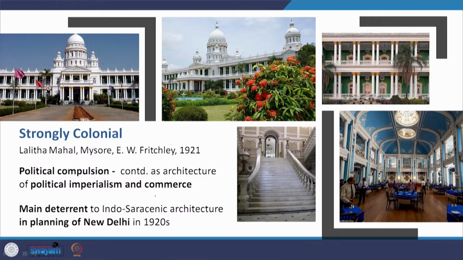And we see this example of the Lalita Mahal, which was built in 1921, which was very strongly colonial. So we see a very definite shift from the Indo-Saracenic style back to colonialism, and I had mentioned last time that this was because of their political compulsions. The Indian independence movement was becoming very strong, and as a result, the British had to reimpose their colonial or imperial identity in India, and one of the ways to do that is through architecture.